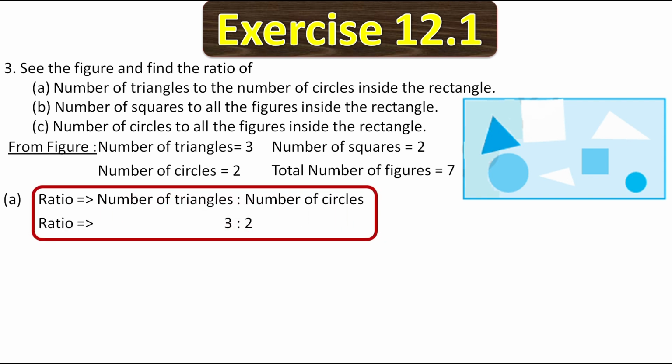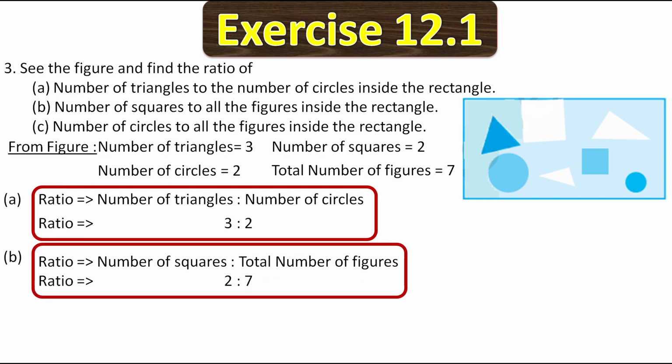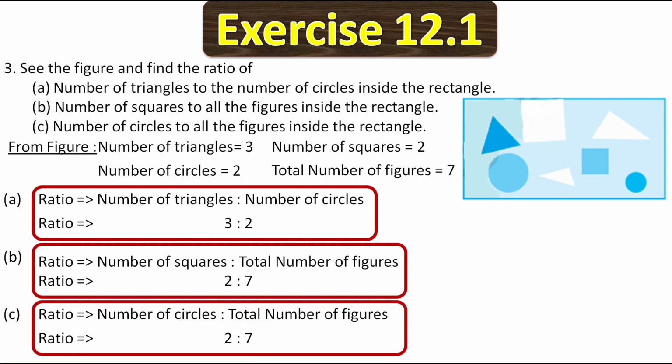Now we have to find the ratio of the number of squares to the total number of figures. There are 2 squares and the total figures are 7. Therefore, the ratio is 2:7. Now we have to find the ratio of the number of circles to all the figures inside the rectangle. That means the number of circles to the total number of figures. Here we have circles 2 and the total number of figures is 7. Therefore, the ratio is 2:7.